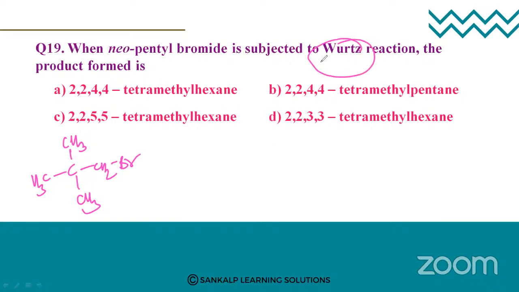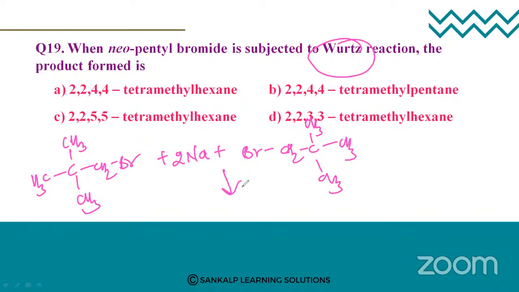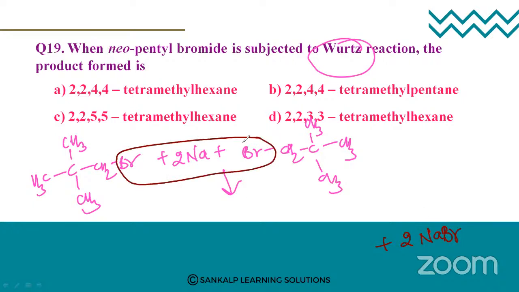Now you know for Wurtz reaction you require 2 molecules, so 2 alkyl halides, plus 2 Na. Again you will have Br here, then CH2, C, CH3, CH3. This is neo-pentyl bromide. The side product will be 2NaBr. Now what you have to do is join these two.